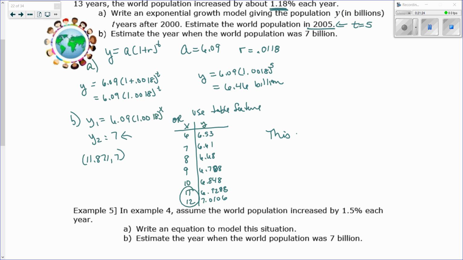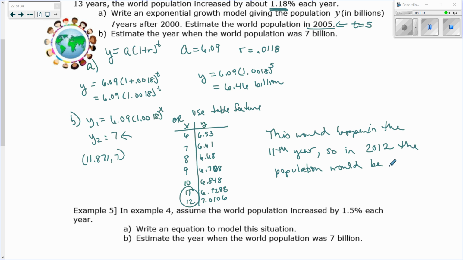So this would happen in the 11th year. So in 2012, population would be 7 billion. All right.